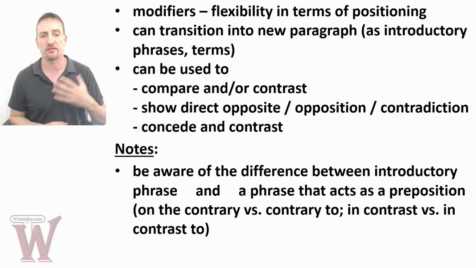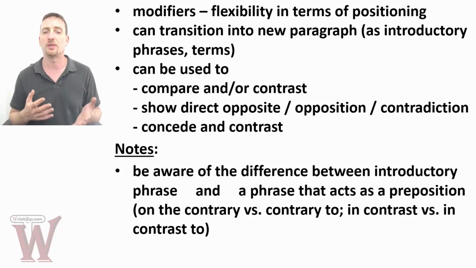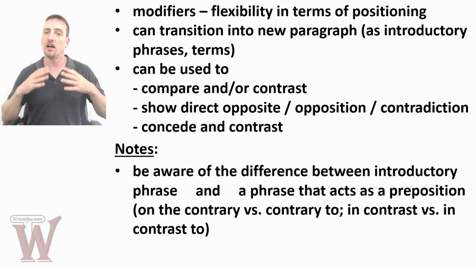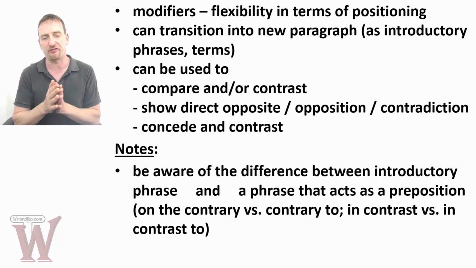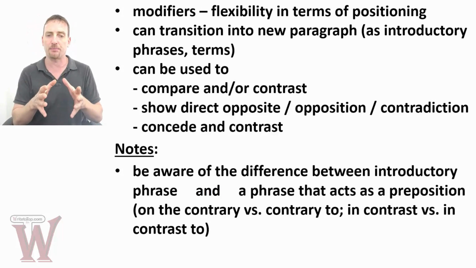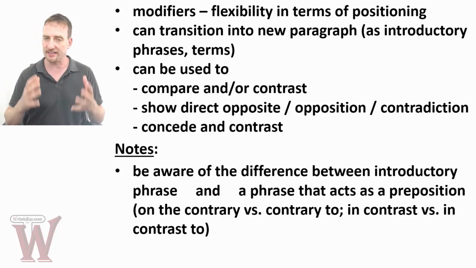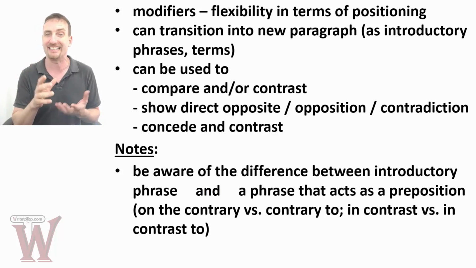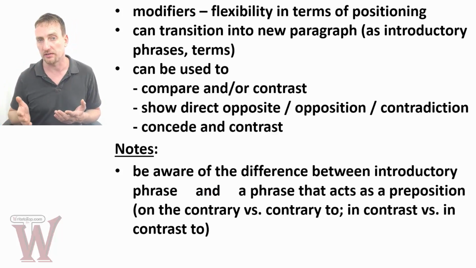We can also use these expressions to show a direct opposite or an opposition to something or a contradiction, and to concede and then contrast. Okay, and I'll explain what it means to concede. Now, a few notes we need to be aware of, okay? Be very aware of the difference between an introductory phrase and a phrase that acts as a preposition. So for example, on the contrary and contrary to. On the contrary is an introductory phrase. Contrary to is used like a preposition because to is a preposition. So after a preposition, and we're going to look at that in a second, you need an object, okay?